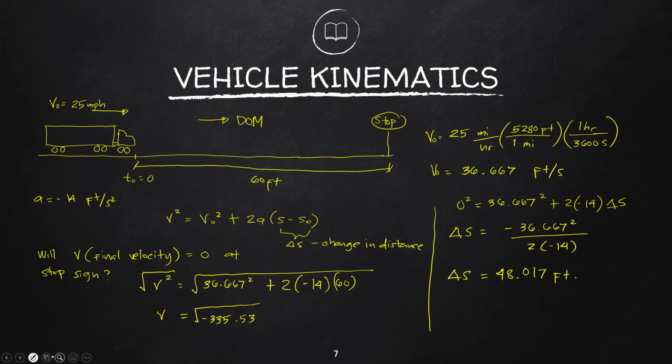Let me change my pen color. The truck will be able to stop at 48.017 feet. This means that the truck was able to stop prior to reaching the stop sign. Okay? So that is for uniform acceleration.